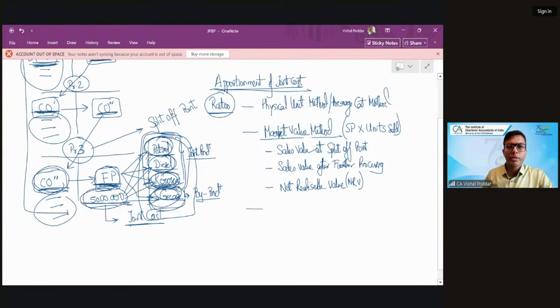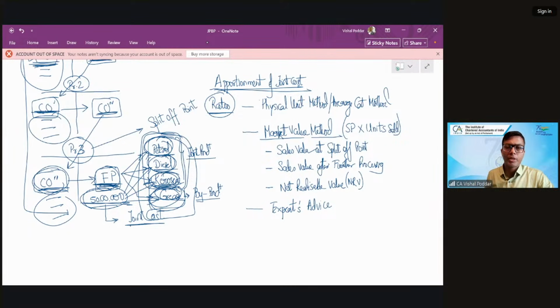Now, these are the main methods which are used. Besides this, there are some academic methods, theoretical methods, you can say. One is you hire an expert. The expert will give you some method. Method means a ratio. So you take the expert's advice, and as per the ratio given by the expert, you will divide the joint cost between the products. This is another way of bifurcating the cost.